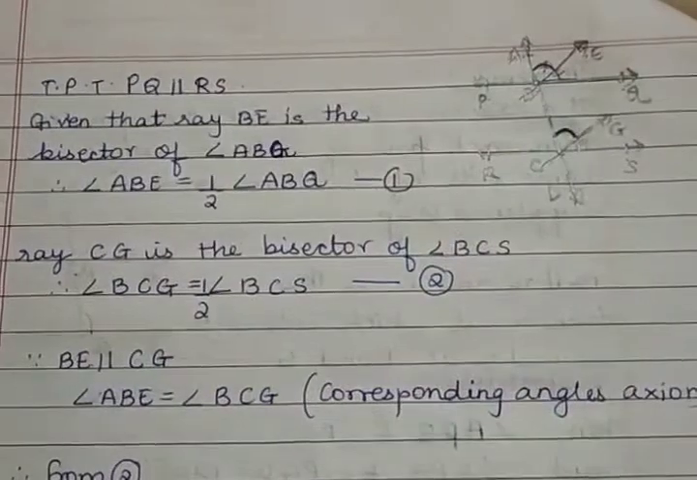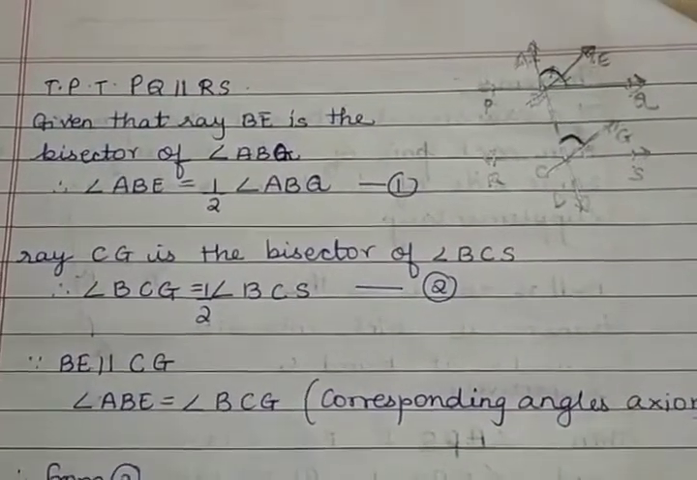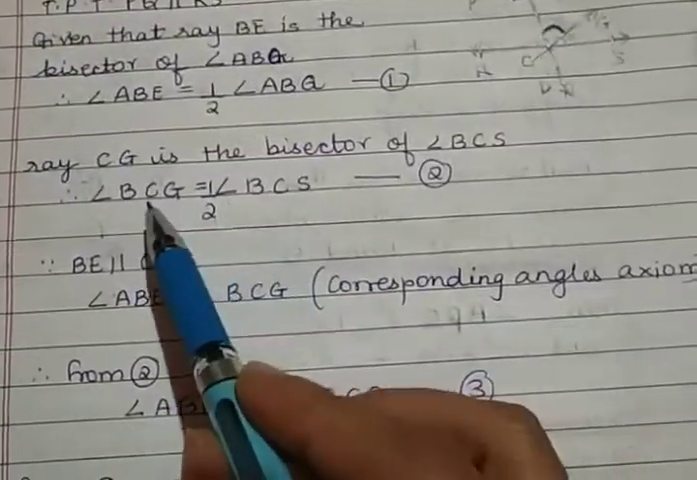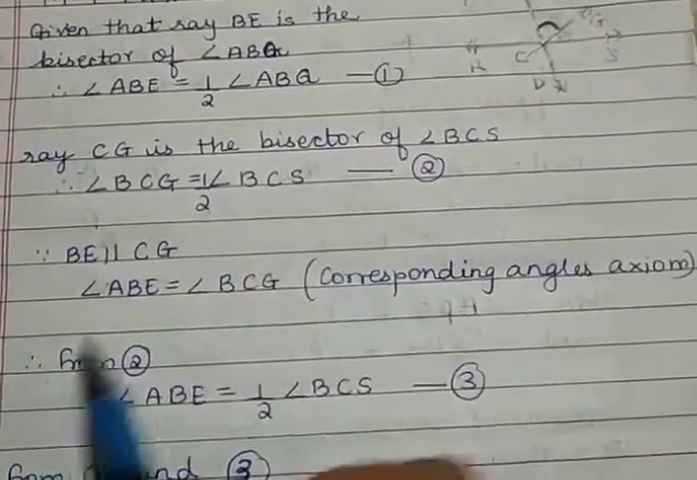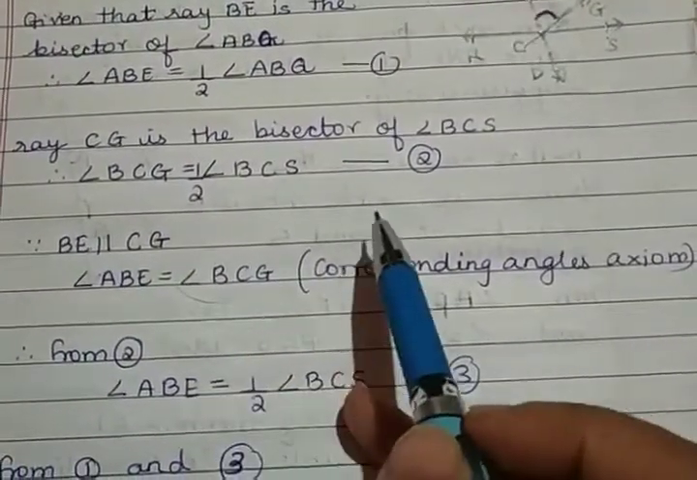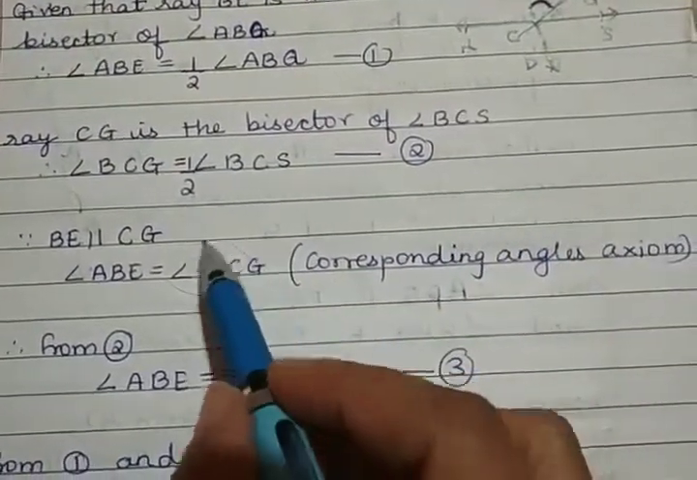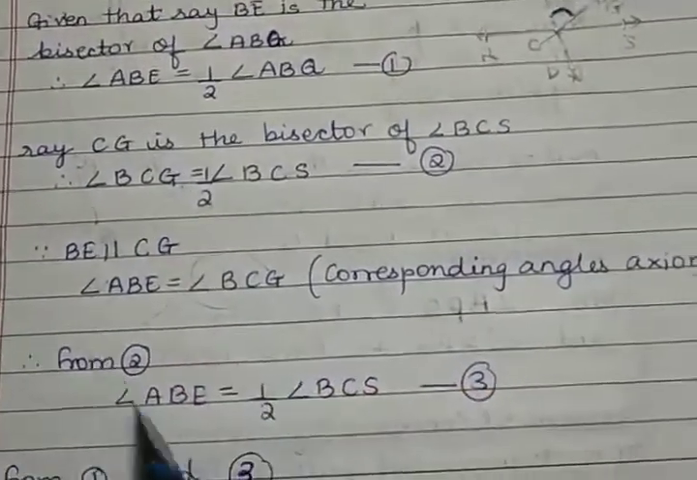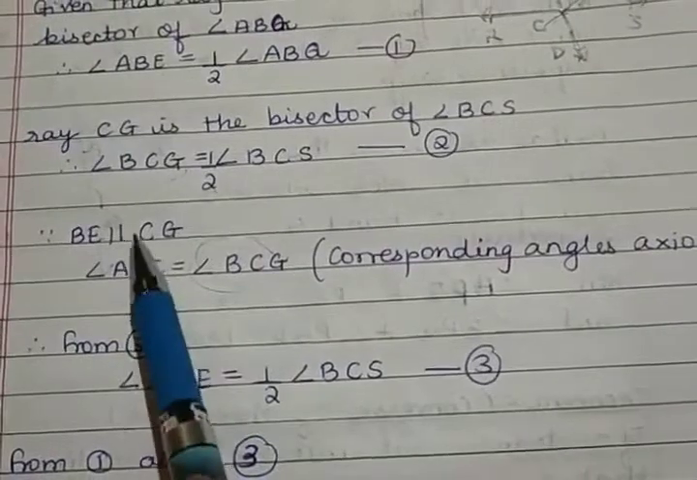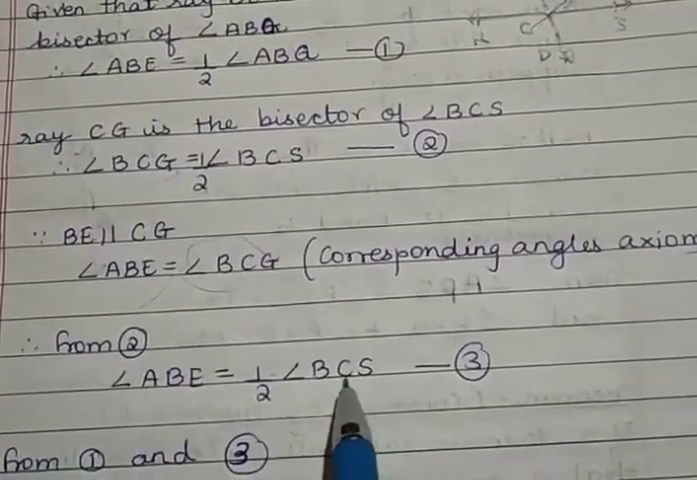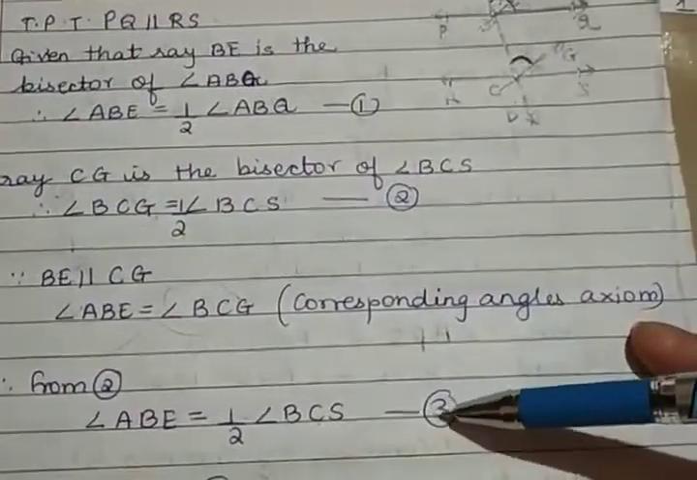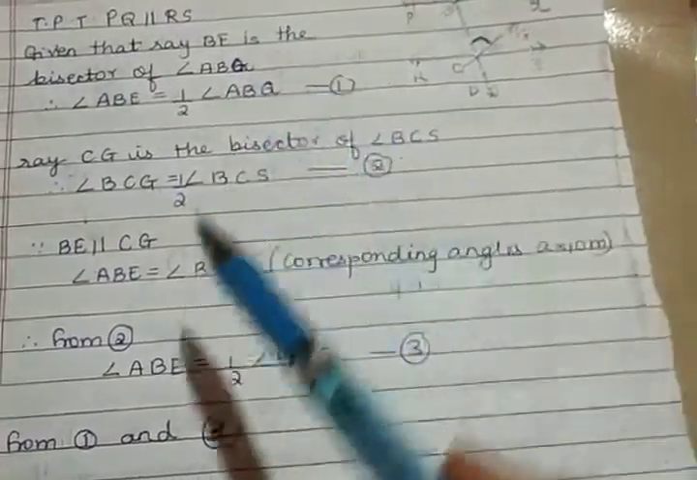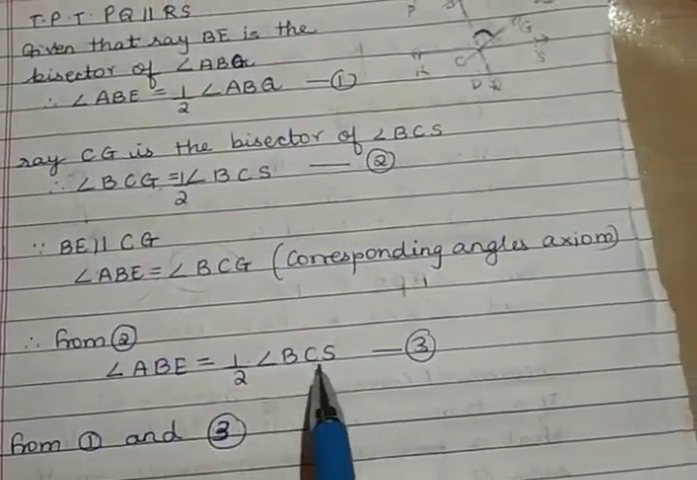Now from 2 we know angle BCG is half of angle BCS. But angle BCG is equal to angle ABE, so I can substitute angle ABE for angle BCG. So angle ABE will be equal to half of angle BCS. I am numbering this equation as 3. From 1, you know angle ABE is half of angle ABQ. Also, angle ABE is half of angle BCS.